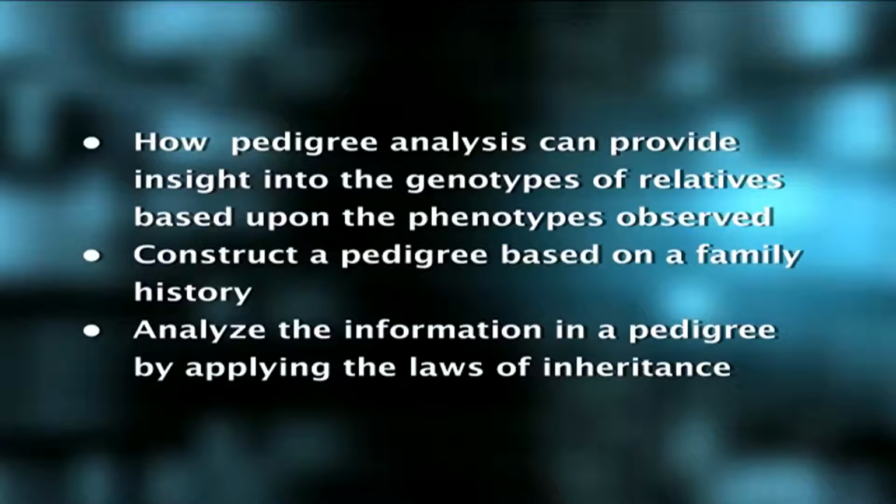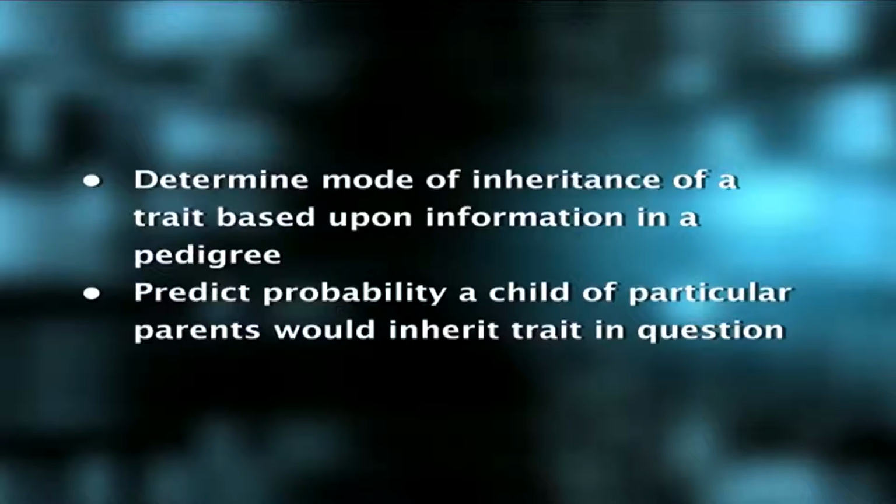Number two, to construct a pedigree based on family history. Then, to analyze the information in pedigree by applying the laws of inheritance. Then, to determine the mode of inheritance of traits based upon the information in pedigree. The last objective of the topic is the probability a child of particular parents would inherit the trait in question.